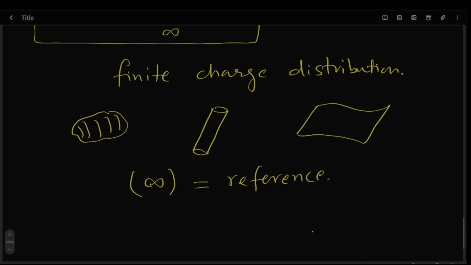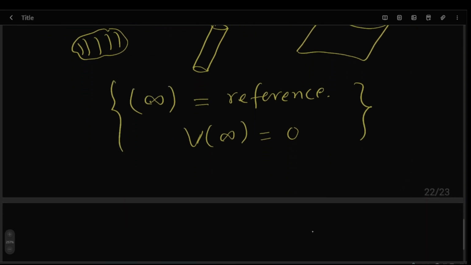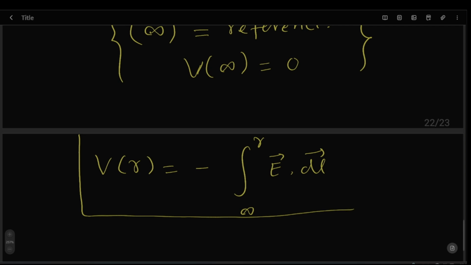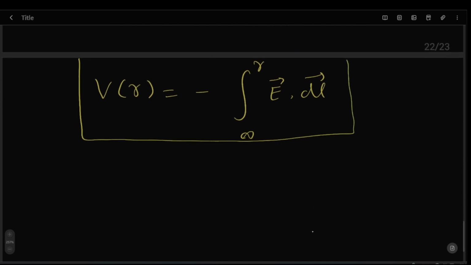Only if we have a finite charge distribution can we choose infinity as our reference point. For infinity we know that all fields vanish. All electric fields, potentials, everything vanishes at infinity, but only for finite charge distributions. If we have an infinite charge distribution, then this condition doesn't hold. So potential at R equals minus integral from infinity to R of E dot dl. This is the definition of the electric potential function in electrostatics.